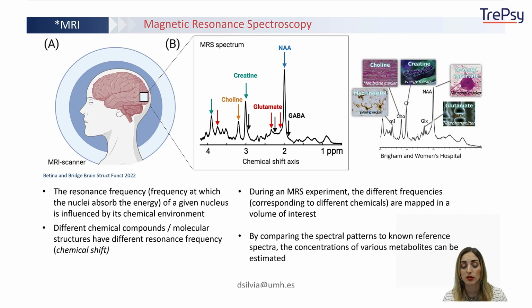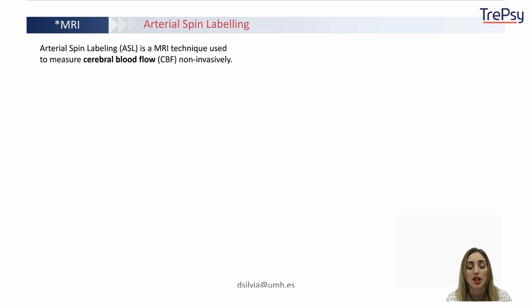Then, by comparing this spectrum with a spectral pattern of reference, I can estimate the concentration of various metabolites of interest. In this case, the ones that are shown in the picture: glutamate, creatine, choline, myoinositol, etc. So all metabolites of interest. And of course, it can be used also to quantify metabolites that are important in the endocannabinoid system.